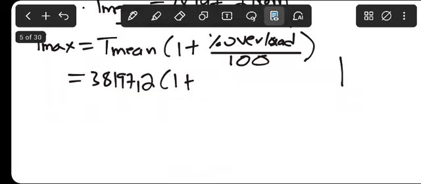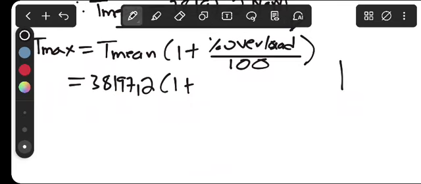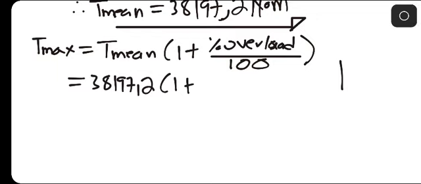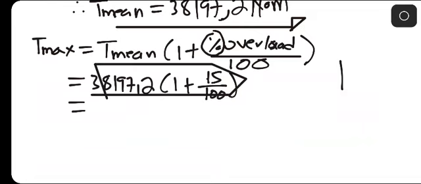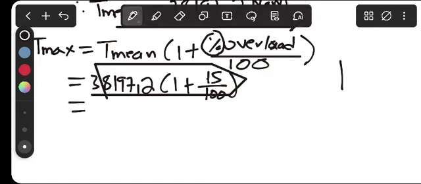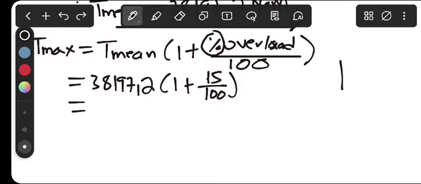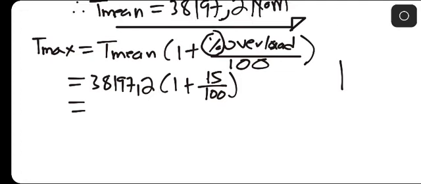We'll have our 15% here. You write 15 as it is. Remember, it's in percent. As you can see, you write that 15 as it is. Then you divide by 100. Then it's a matter of punching all of this on your calculator. Alright, punch all of that there. Yes, you punch that.